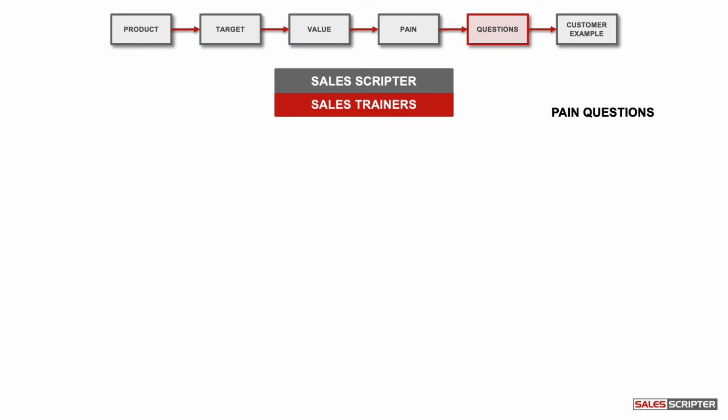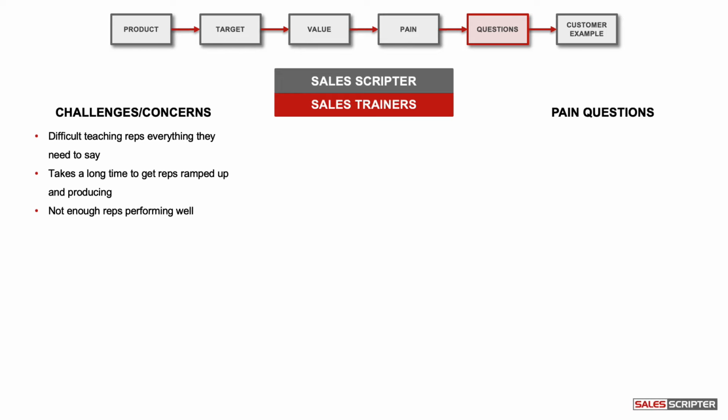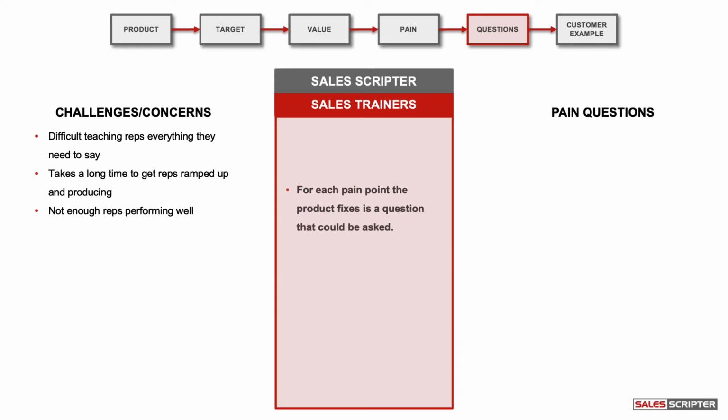And it starts with creating a category of questions that I refer to as pain questions. Pain questions are simply questions to ask that identify if the prospect has the pain points or concerns that your software can help address. And it's very simple to create pain questions because we can bring back the pain points that we just created on the previous step. Because for each pain point the product fixes, there is a question that you could ask to identify, does the prospect currently have that pain point or have that concern?